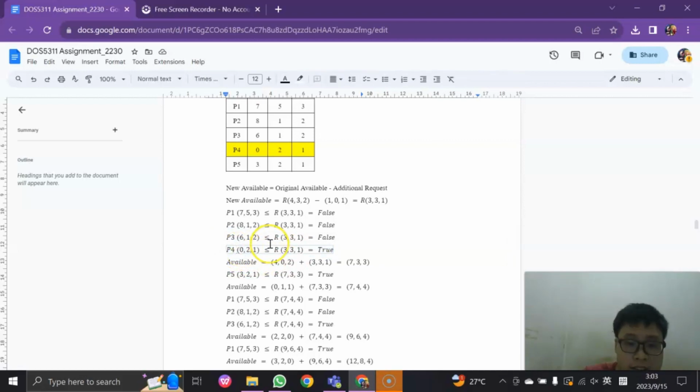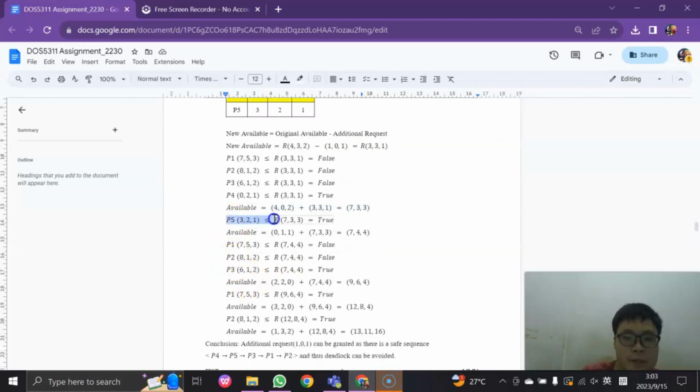0 2 1 is less than or equal to 3 3 1. So calculate a new available. 4 0 2 plus 3 3 1 equal to 7 3 3. Now go to the next process, P5. 3 2 1 is less than or equal to 7 3 3. Now calculate available. 0 1 1 plus 7 3 3 equal to 7 4 4. Now return to P1.